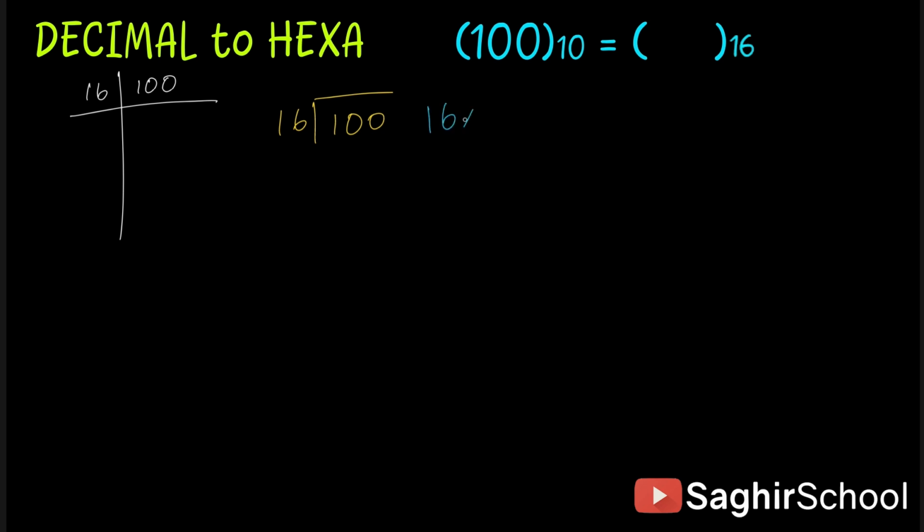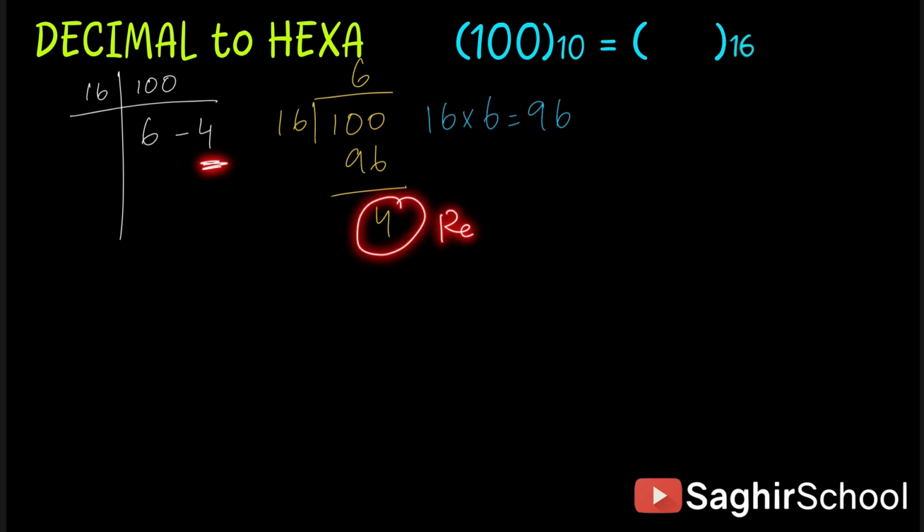For this we will need to multiply 16 by 6, which will give us 96. 96 is less than 100, so we will put it down in the calculation, which will give us 4 as a remainder and 6 as the dividend. We will write both of the numbers in our calculation, and we can find out where 6 came from and where 4 came from, which was the remainder.